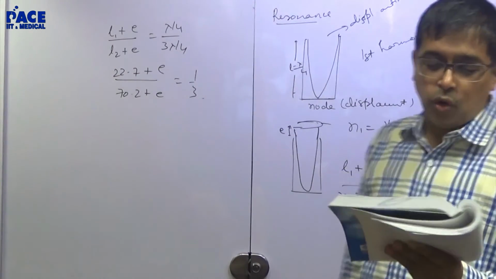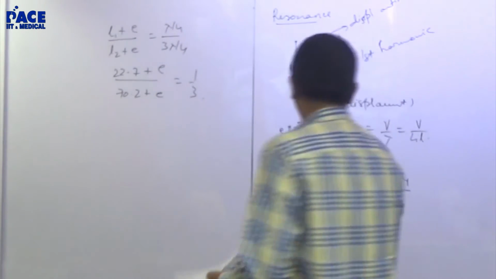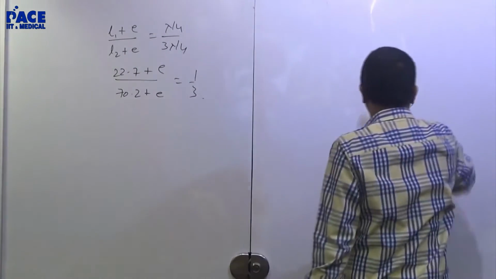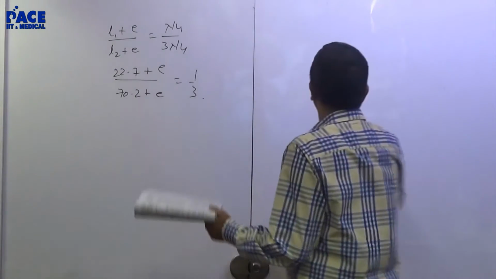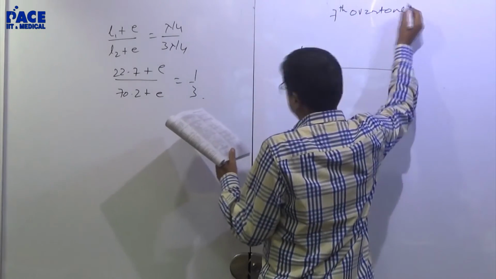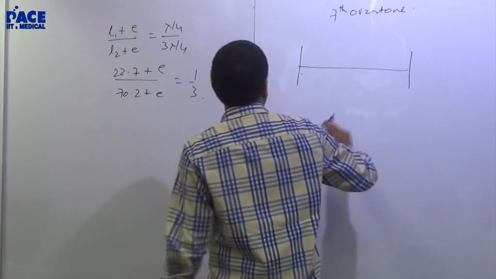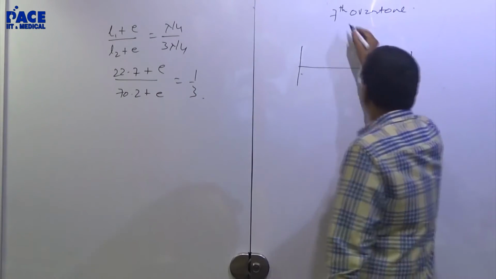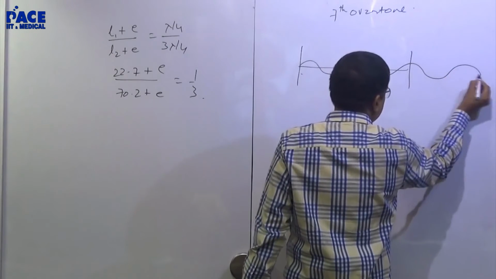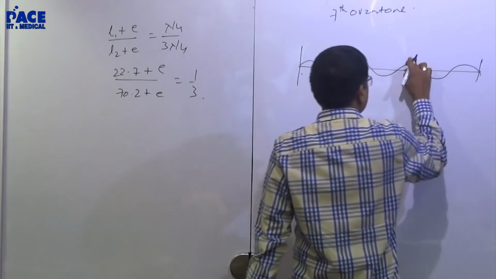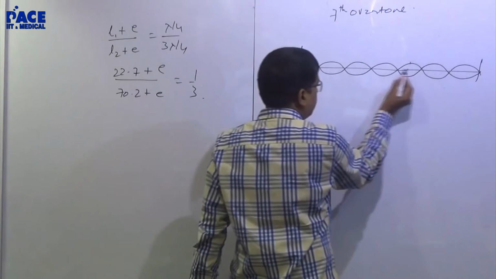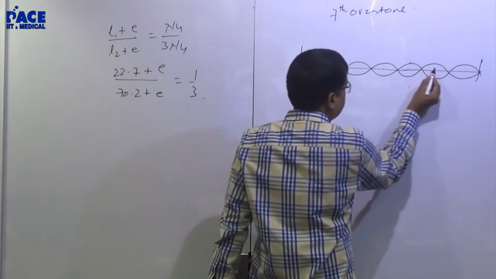If you set up the 7th overtone on a string, fix it at both the ends. 7th overtone means which fundamental will it be? 8th fundamental. 1, 2, 3, 4, 5, 6, 7, 8. This is the 7th overtone.